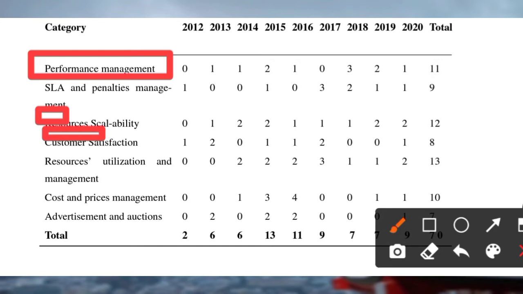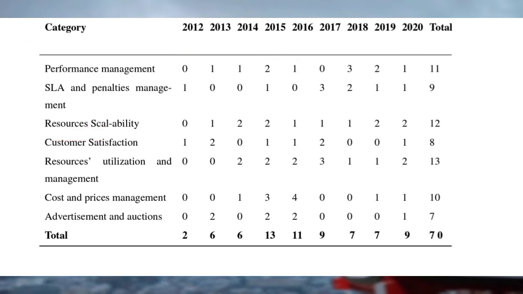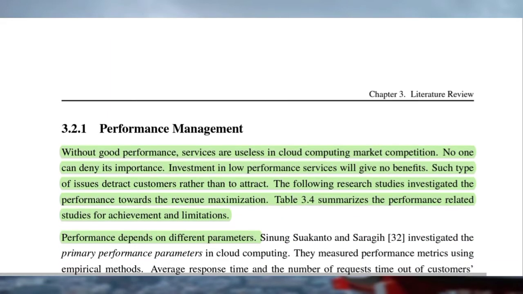After categorizing all these different themes, I have given here how many papers have been selected from the literature. For example, from performance management, a total of 11 papers have been selected, and from these 11 papers, 0 papers were selected from 2012, and 11 papers in total were selected. So this is a good sketch which will give a clear-cut view to the reader of what type of papers are selected in this literature.